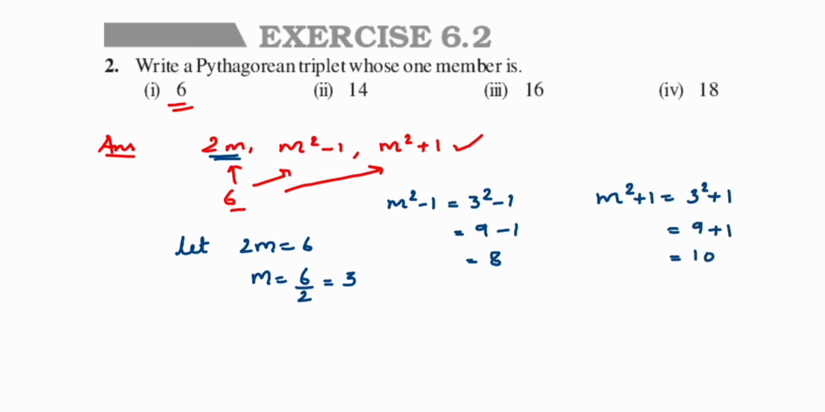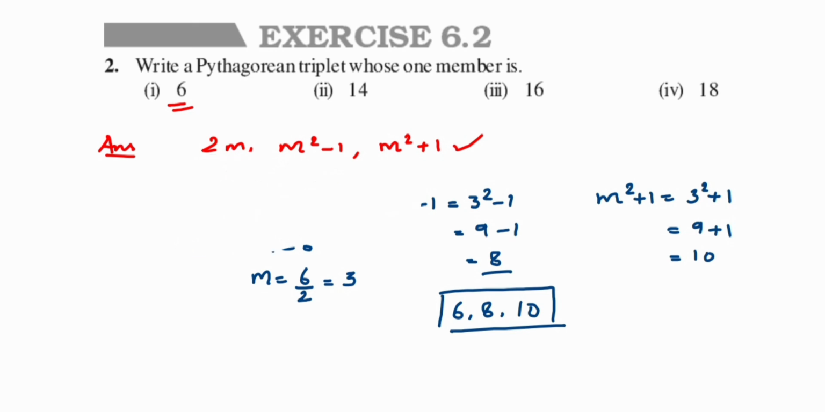So from here, one of the numbers given is 6, the other number we got is 8, and the other number we got is 10. So 6, 8, 10 form the Pythagorean triplet. So the first question is over. Now let's go with the second one.